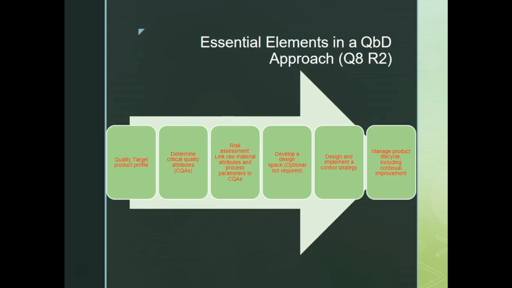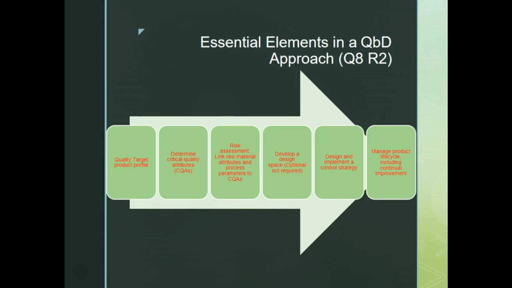Design and implement a control strategy. Controls can include parameters and attributes related to your drug substance, to your equipment operating conditions, your facility, your in-process controls, your finished product specifications, as well as the associated methods and how you monitor the method performance. So they're all included as part of your control strategy.